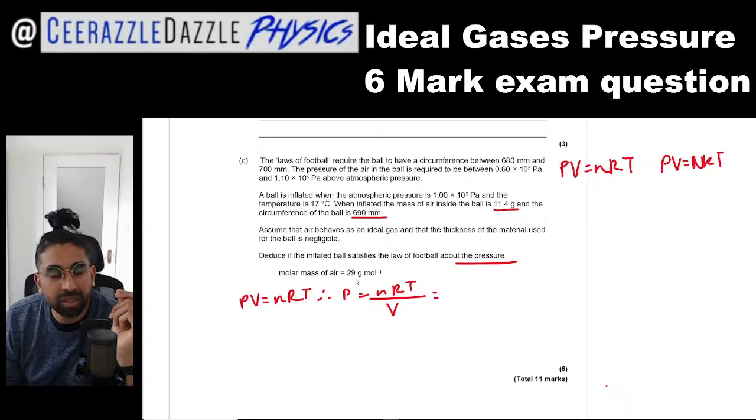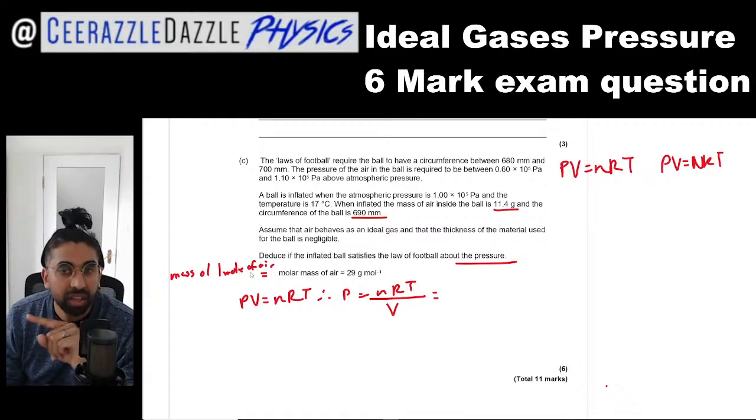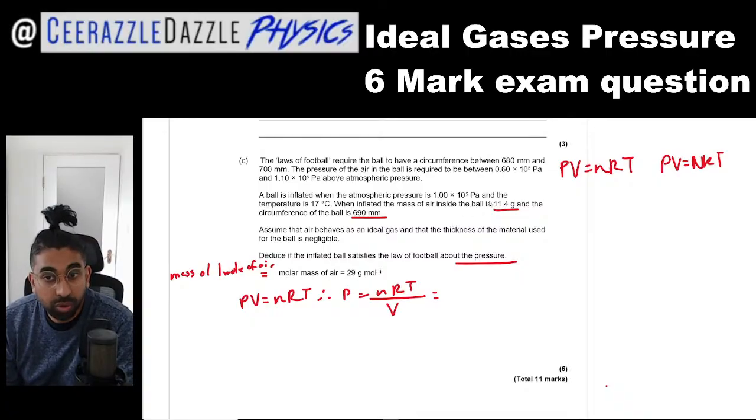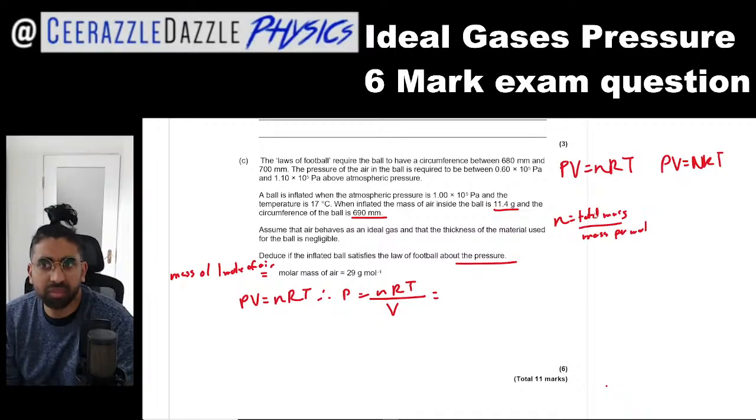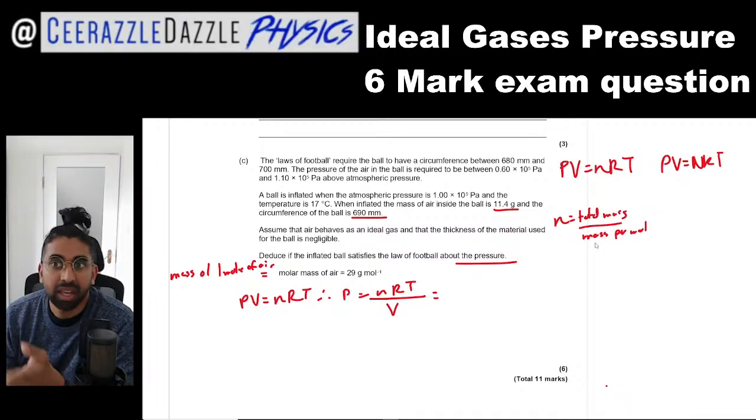We've got the molar mass of air. So this tells you the mass of 1 mole of air. So if you want to work out the number of moles, you know the total mass and you know the mass of 1 mole of air, you can simply do the following. The number of moles is equal to the total mass divided by the mass per mole. Because you take the total mass divided by the mass of 1 mole, that will tell you how many moles you've got.